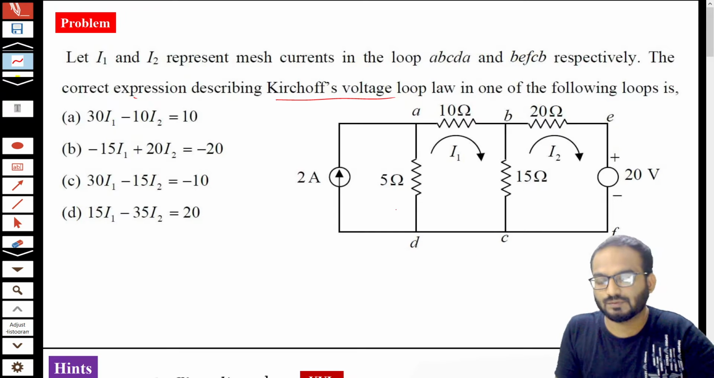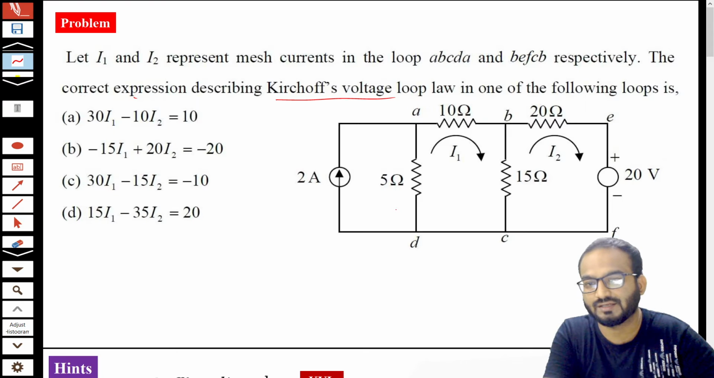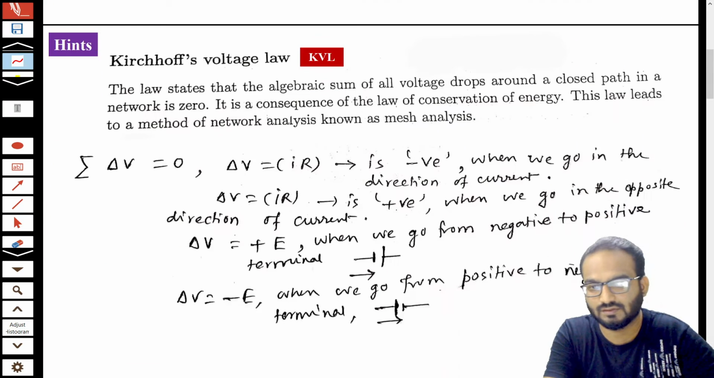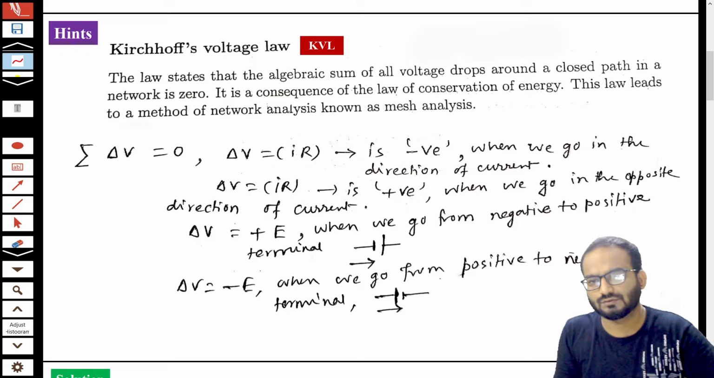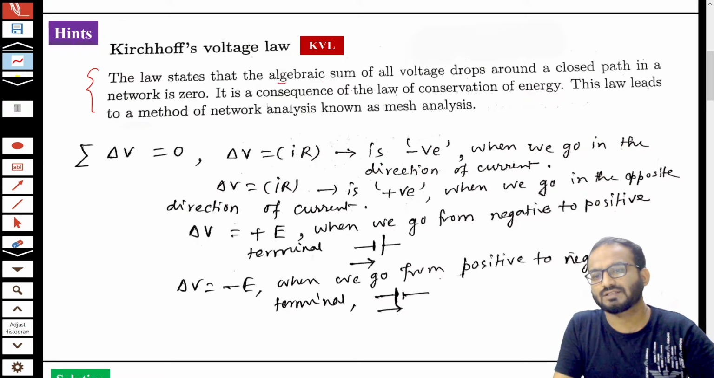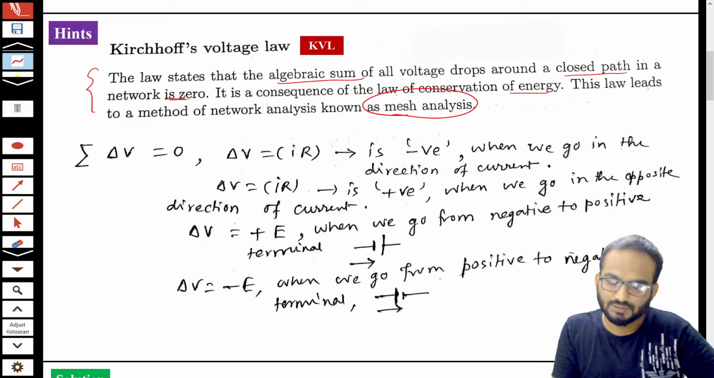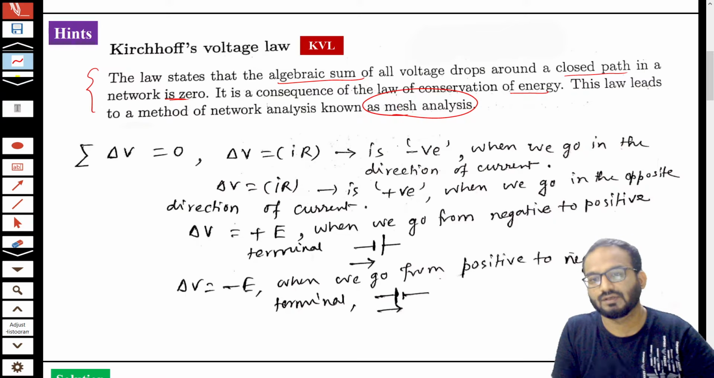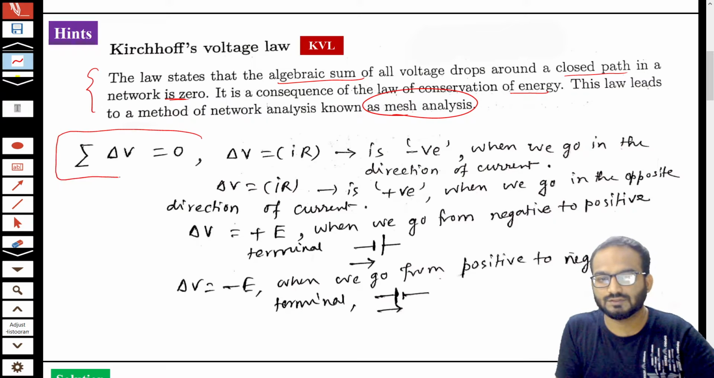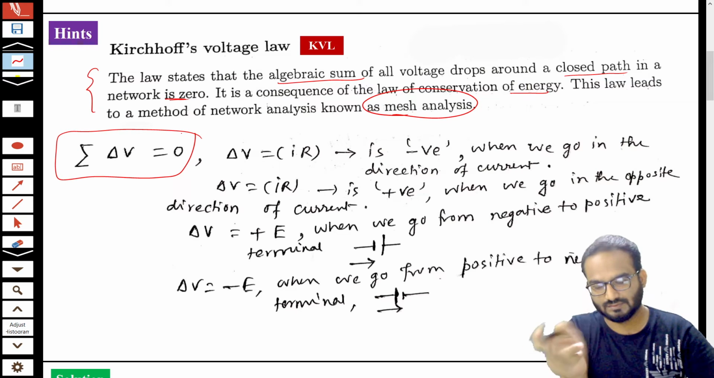Now, before solving this problem, let me give you an idea about Kirchhoff's voltage law and Kirchhoff's current law. Kirchhoff has these two laws. Kirchhoff's voltage law states that the algebraic sum of all voltage drops around a closed path in a network is zero. It's a consequence of the law of conservation of energy. This law leads to a method of network analysis, the mesh analysis, so the sum over all the voltage drops across a mesh is zero.